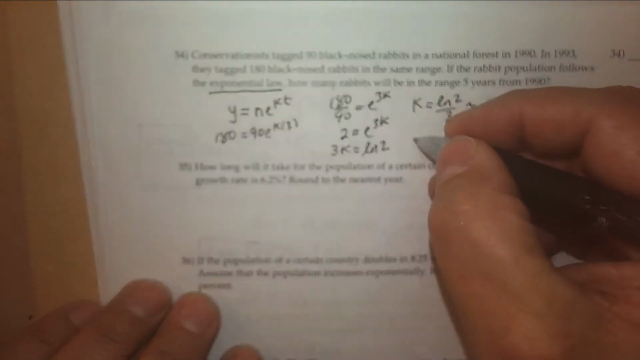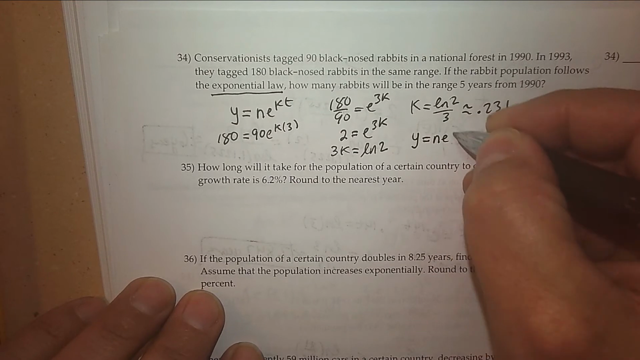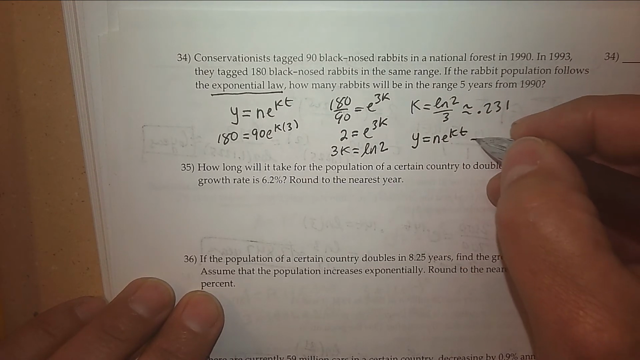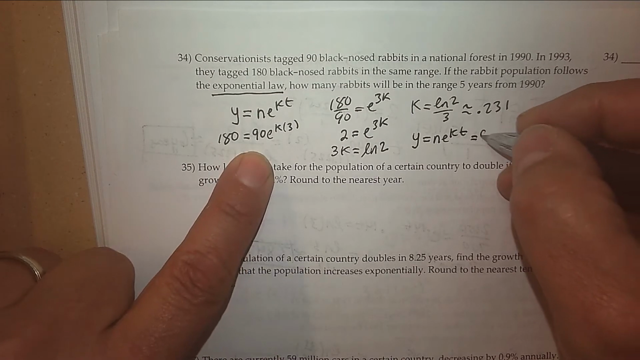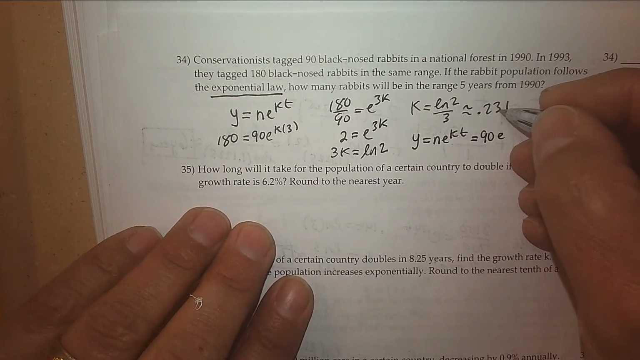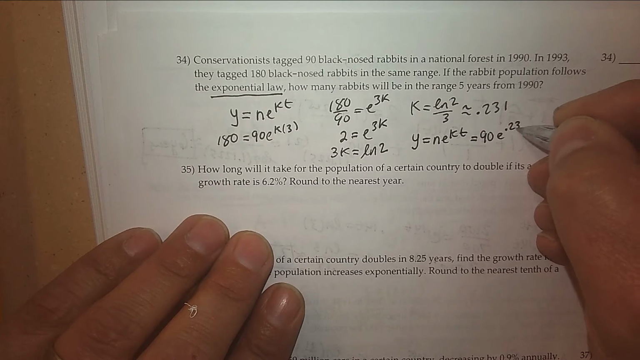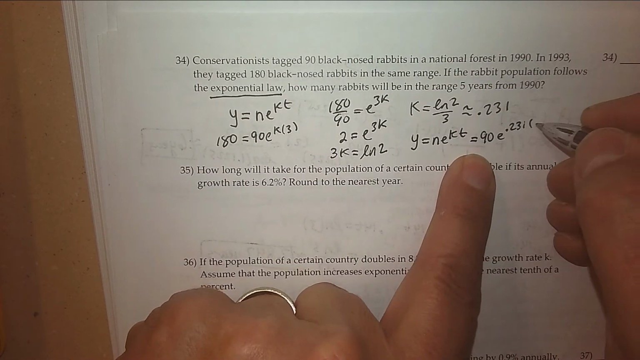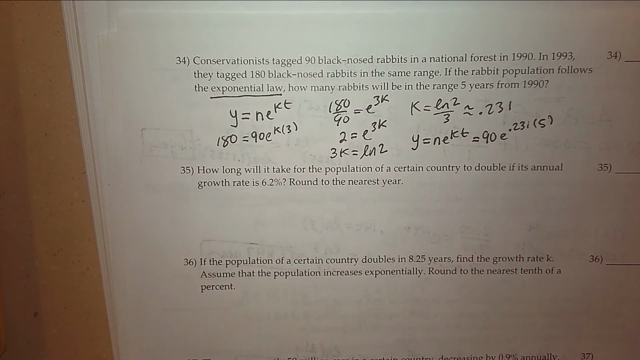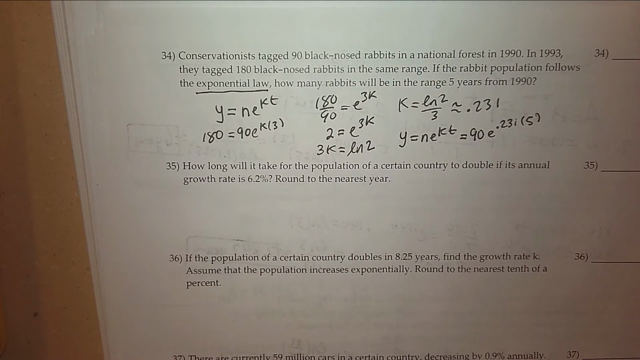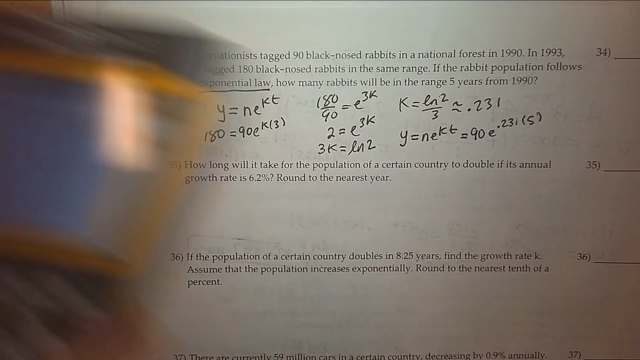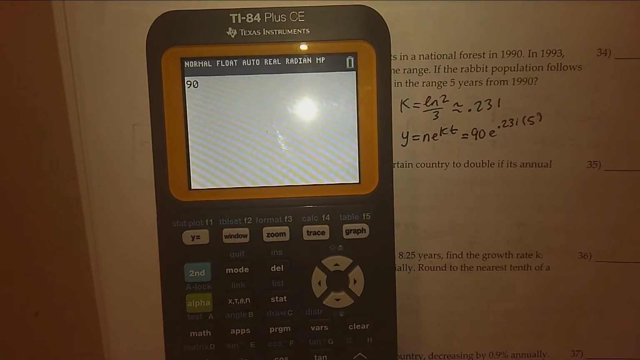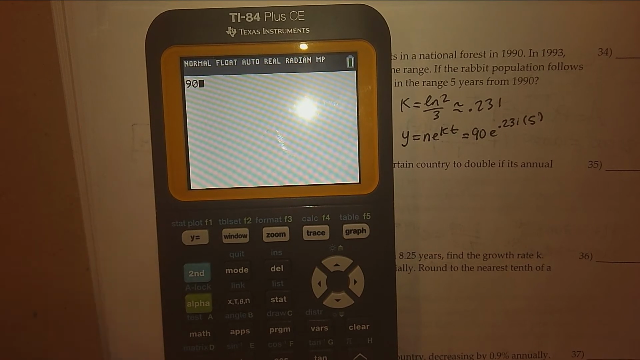Now, again, we need to write y equals ne to the kt. So this has 2 steps to it. The beginning population, again, is 90. We now know what rate they're growing at, which is 0.231. And then it says 5 years from 1990. So if we put in 5, that's going to give me how many rabbits there'll be in 5 years. So in this case, we have to find the growth rate first and then use the growth rate to answer the question we're looking for.